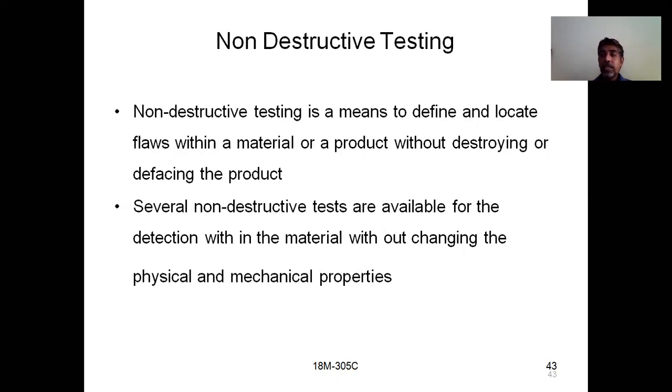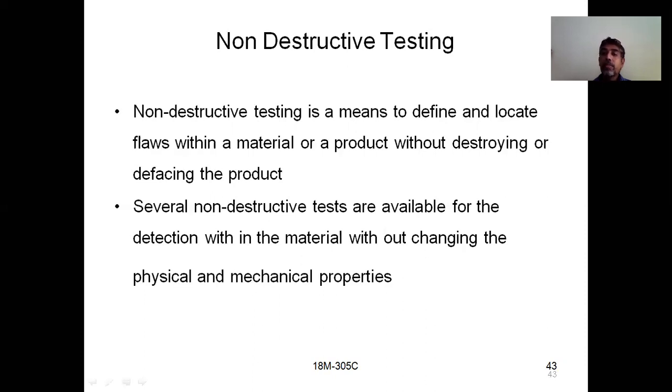So without destruction, we are going to find out what defects are present in the materials. That is the main advantage of non-destructive testing, and that is the main purpose. What is the main purpose of non-destructive testing? Here we are not going to destroy the component, but even without destruction we find the defects present in the components. So the main purpose is to find out the defects in the components without destruction.